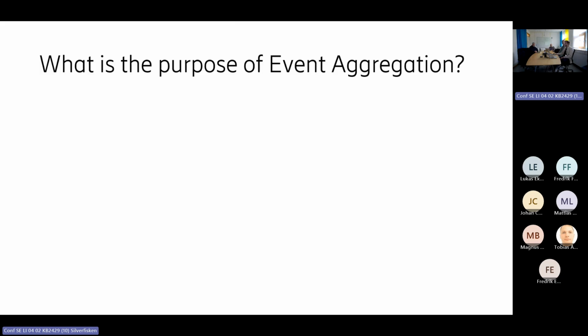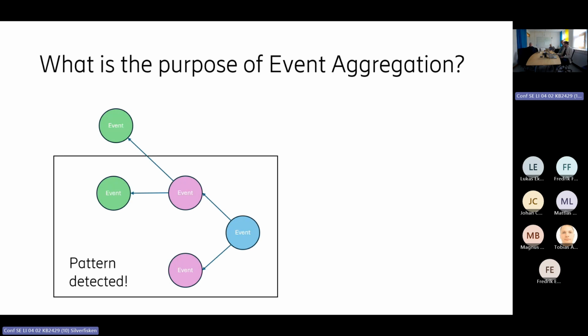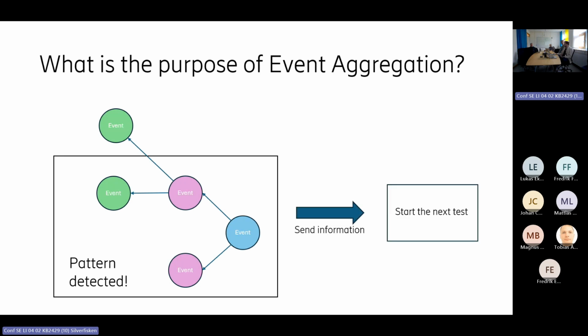So first off, what is the purpose of event aggregation? With Eiffel, we create a lot of events which are connected, and it can be interesting to detect certain patterns among these events, like this. And then when we detect a pattern, we might want to send information and do something with it, for example, start a new test or upgrade the CLM level.